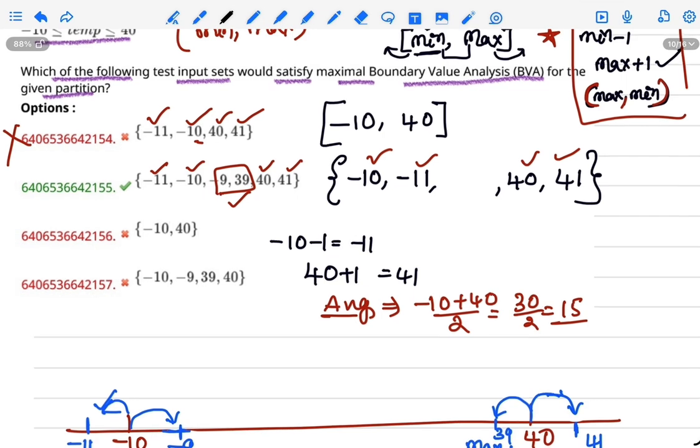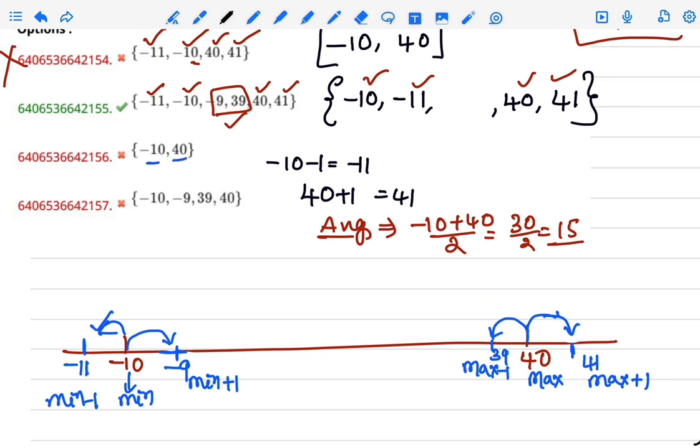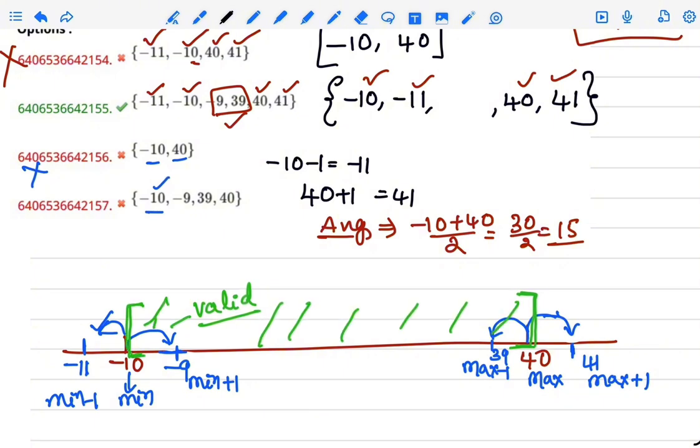Generally BVA contains 5 values. In this question they included boundary values. Answer for this question: -10 and 40 is correct, since the given range is -10 to 40 including both. This is a valid boundary. In this range all are valid. Max minus 1, 39, is also a valid boundary value. So this is invalid, an invalid boundary, and this one is also invalid.